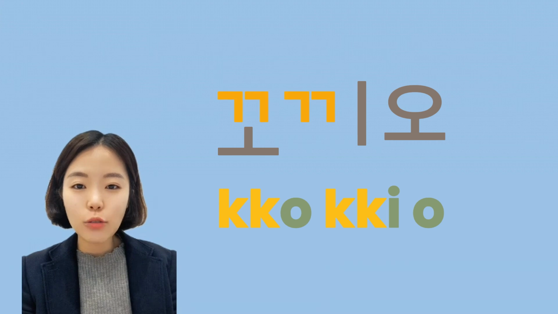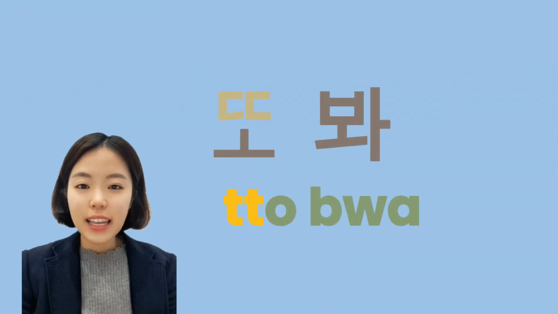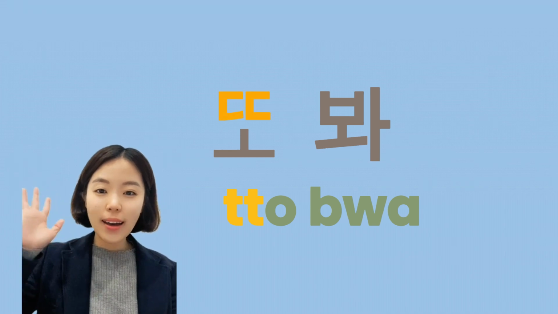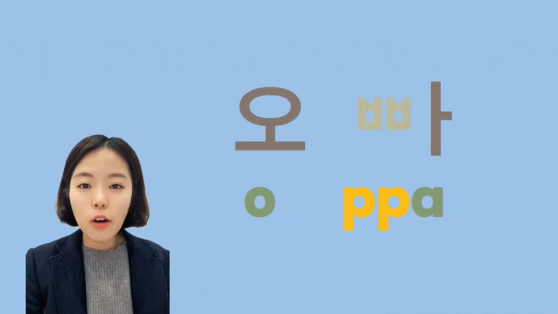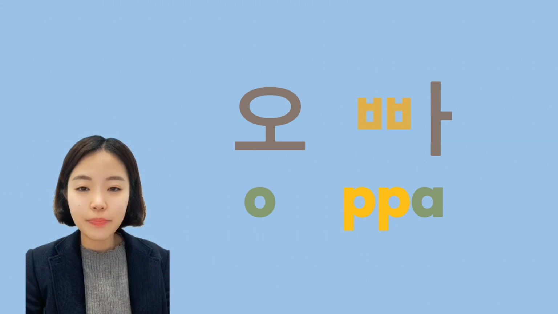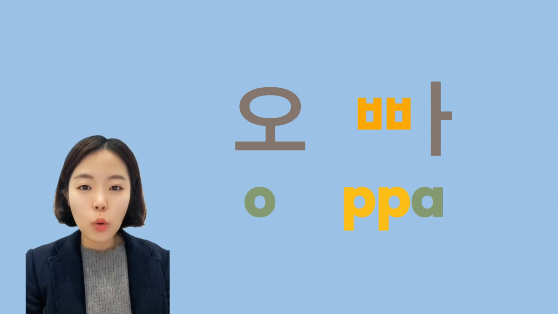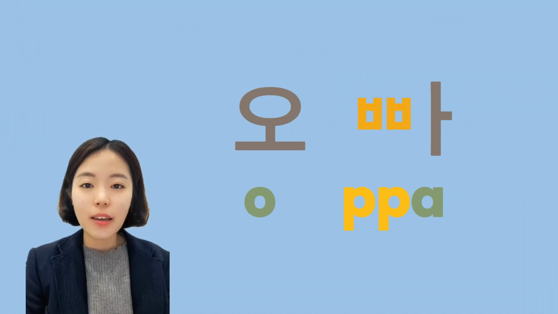It's the chicken sound in Korean. Next one is 또 봐, which means see you again. The example word of 쌍비읍 is 오빠. When a girl calls an older brother, we say 오빠.